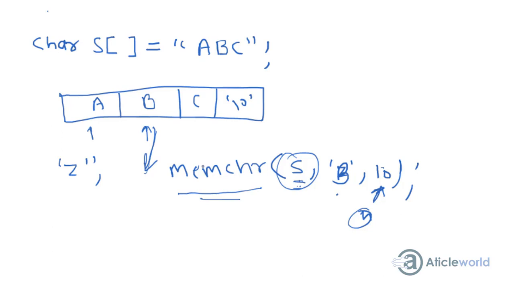And here I just want to also explain the sixth point. The sixth point says that if S is a null pointer and not valid memory, then the behavior of memchr function is undefined. So these are the three most important points related to the memchr function. I hope you are able to understand the memchr function.